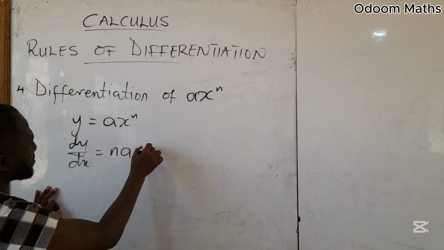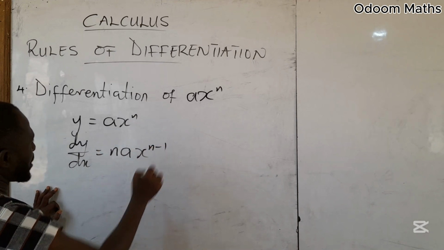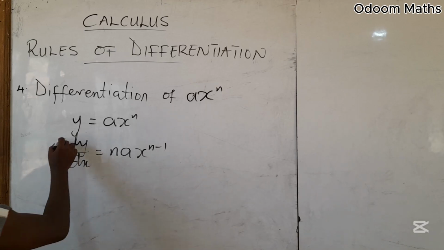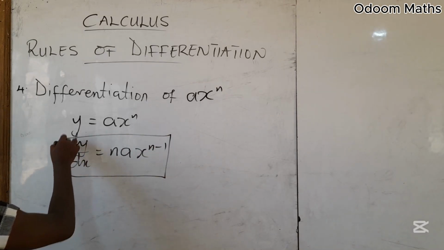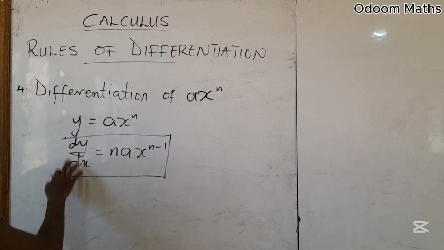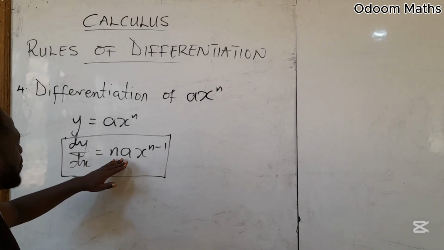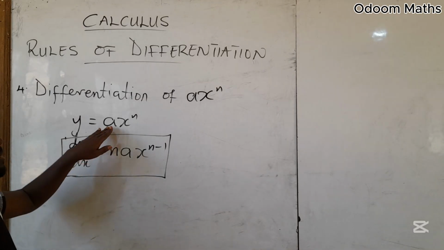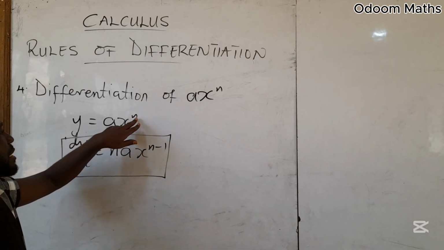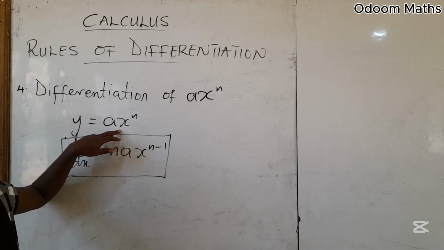Then we take 1 from the power, n minus 1. Please, we need to be attentive and mindful of this one here. If there is an a here or there is no a here, this should multiply whatever we have here.